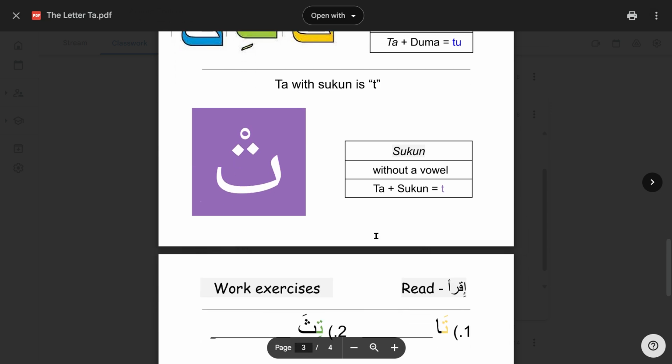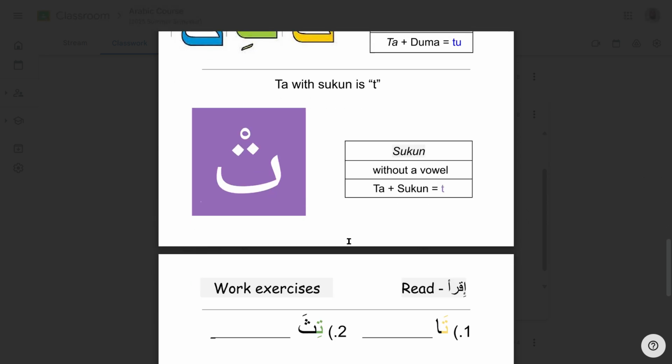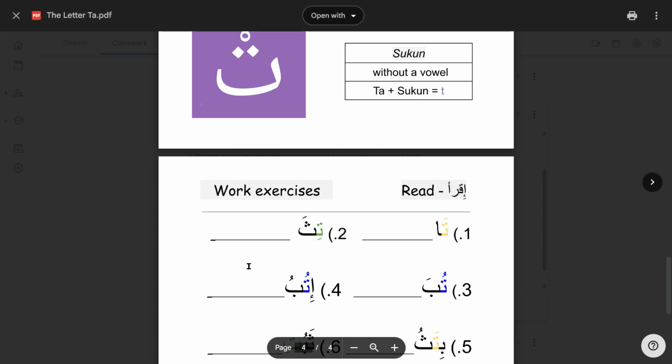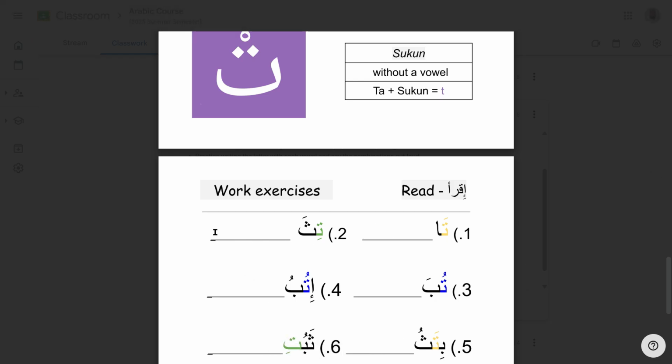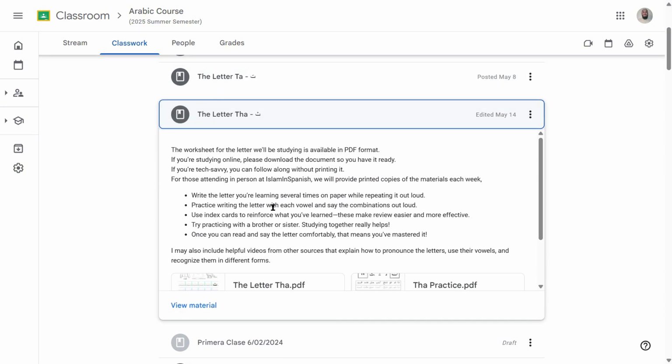So we should be able to recognize now the ba and the ta. And on the exercises, we're going to be practicing with all the letters, inshallah. If everybody's good, I'll continue to the letter tha. I did have a question.